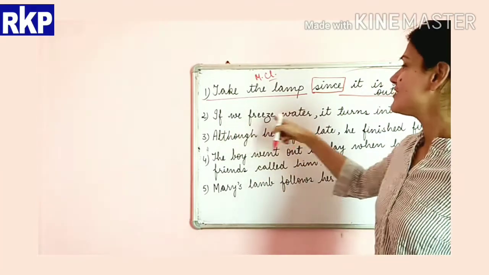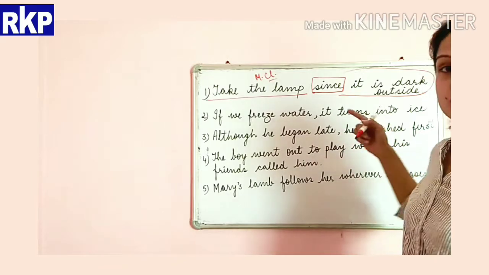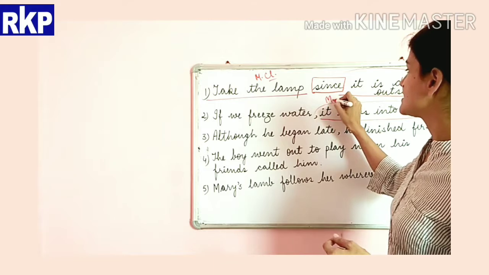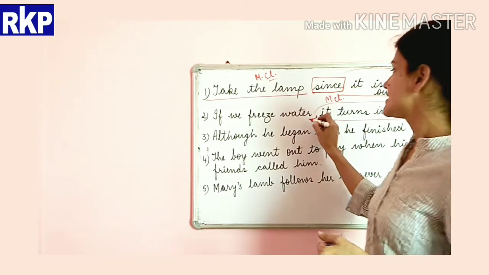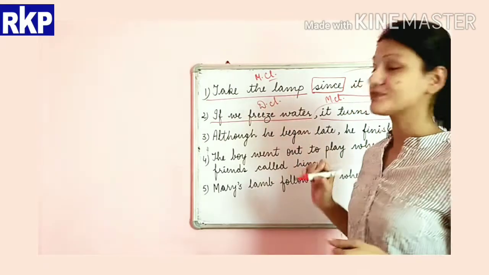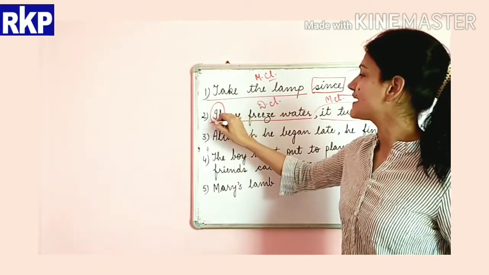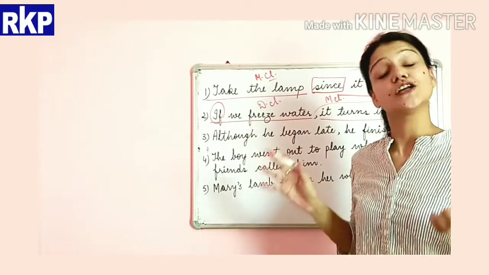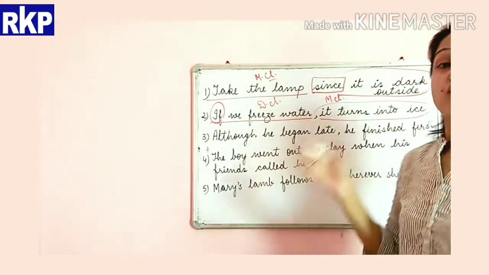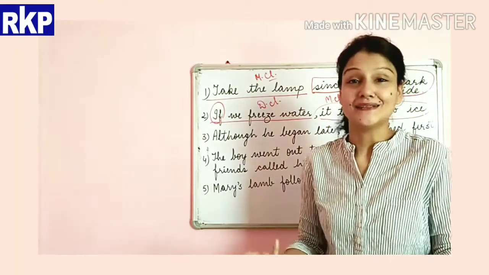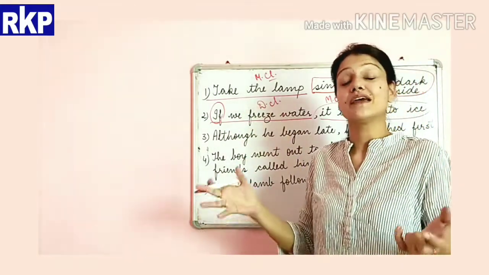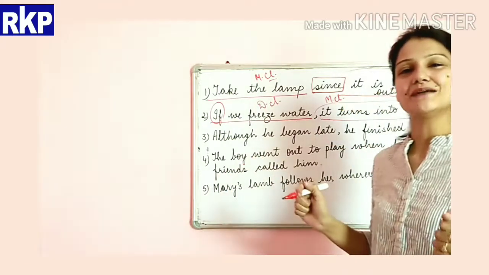Now, if we freeze water, it turns into ice. This is our main clause, and "if we freeze water" is our dependent clause. Here we get our subordinating conjunction, if. The water turns into ice when we freeze water. If we freeze water, then it becomes ice.